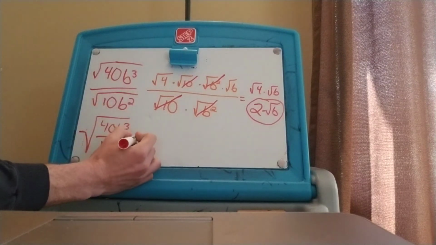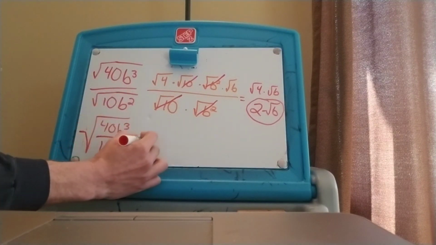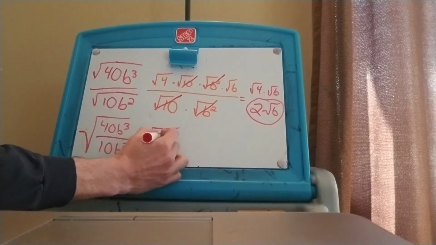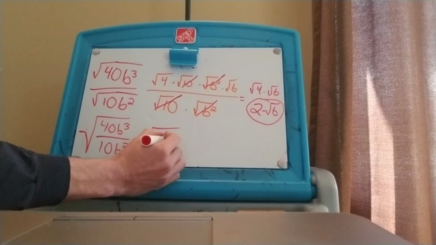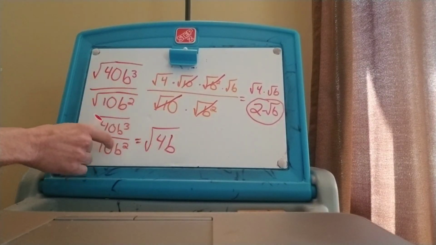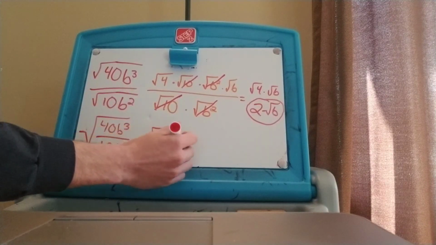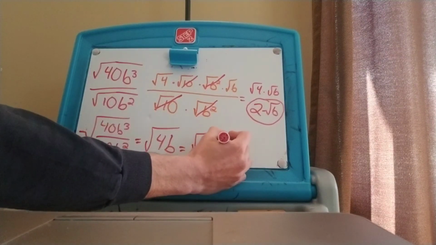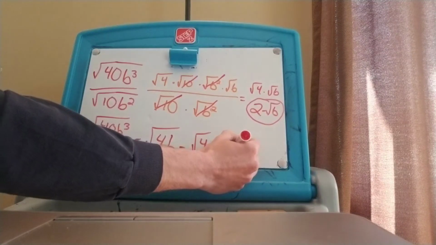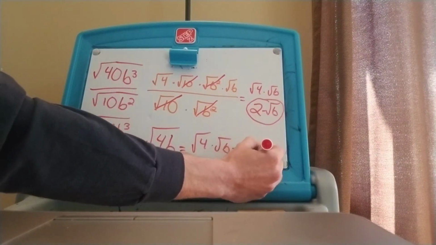Well, this way might actually be easier, because 40 divided by 10, that's just going to be 4. B to the third divided by b to the second, that's just going to be b. So everything underneath the radical simplified to just 4b. Again, I'm going to look at that as two parts, as the square root of 4 and the square root of b. Same thing we had right up there, which means we're going to get the same answer.